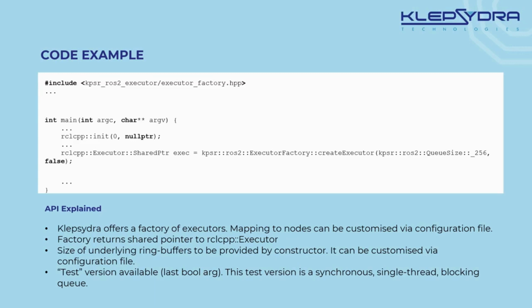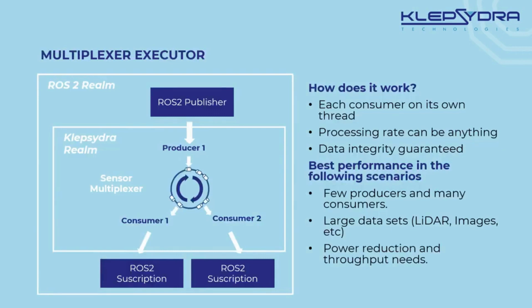We also provide a test version in order to simplify the debugging of the application. This third version runs in a synchronous, single-threaded blocking queue. We are currently improving the multiplexer executor. The goal is to provide a reliable executor for a single large producer of data.